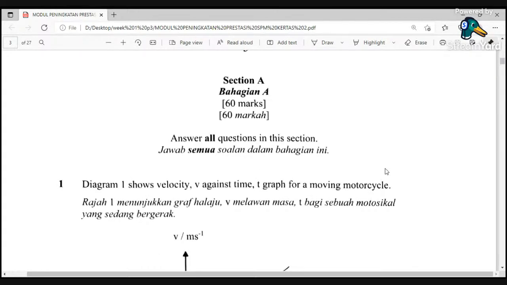Okay, section A, 60 marks. You need to answer all questions in this section. Mesti jawab semua soalan. Okay, look at question number 1.